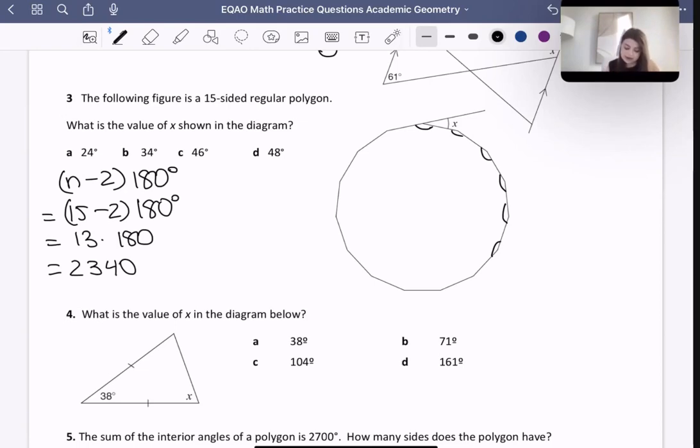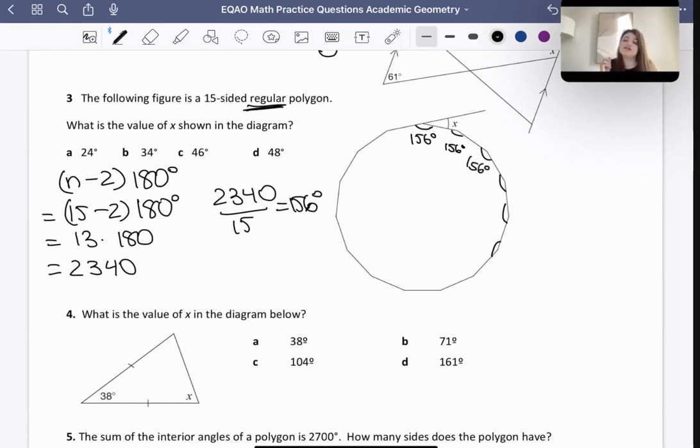And then what we must do is we must divide this number by 15. 2,340 is the total number, and we can divide by 15 and get 156 degrees because we know something, right? We know that all of the angles are the same because it's a regular 15-sided polygon, right? So all of these are 156, 156, 156, and so on.